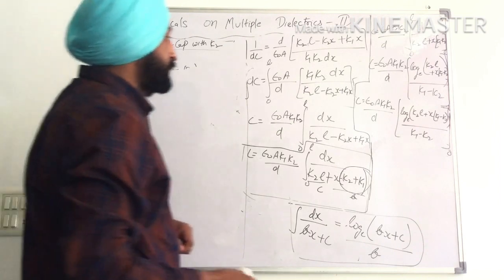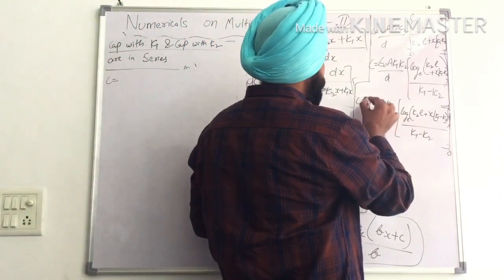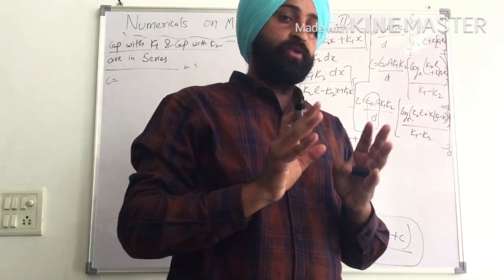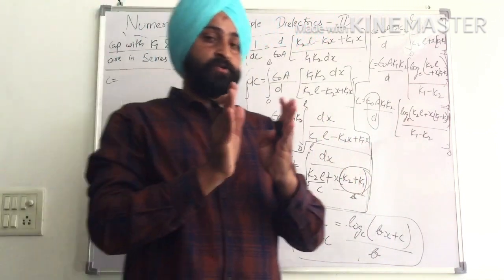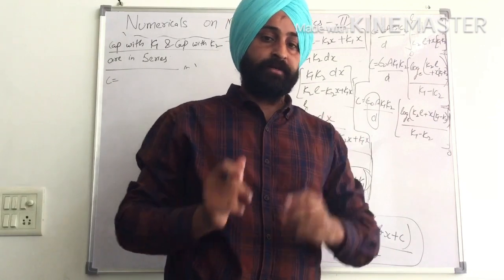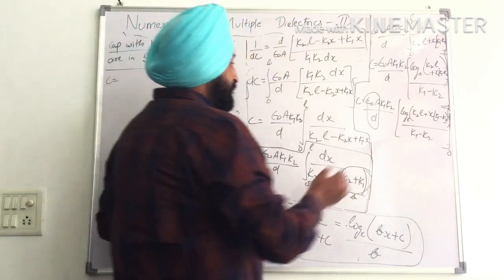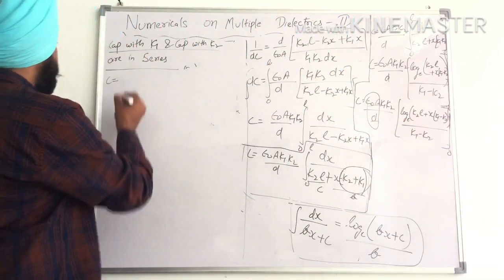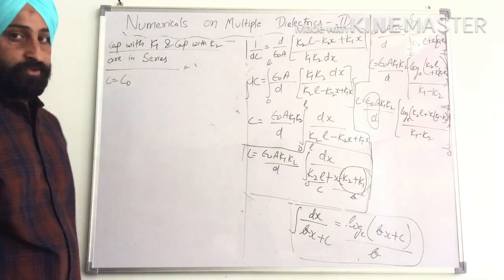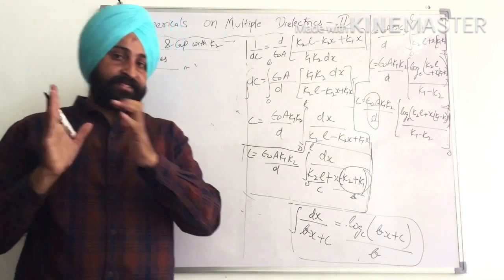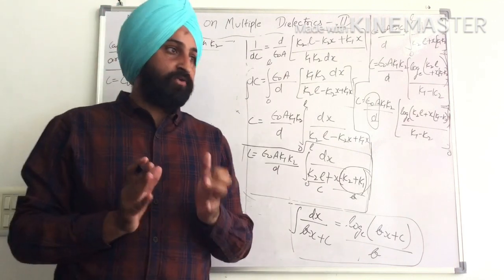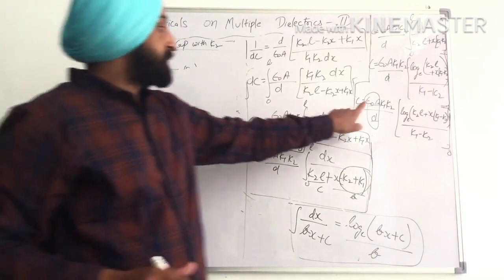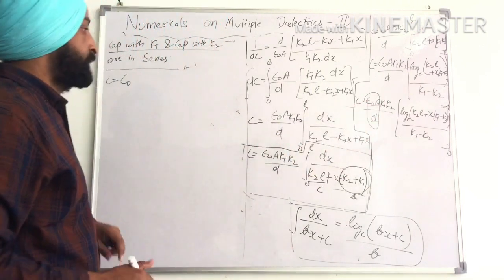See, one thing we can do over here is epsilon naught A by D. Epsilon naught A by D is the original capacitance when there is no dielectric between the parallel plate capacitor. So instead of epsilon naught A by D, I can substitute the value C naught. Now what is C naught? C naught is the capacity of the capacitor without dielectric. So I can easily replace epsilon naught A by D by C naught.